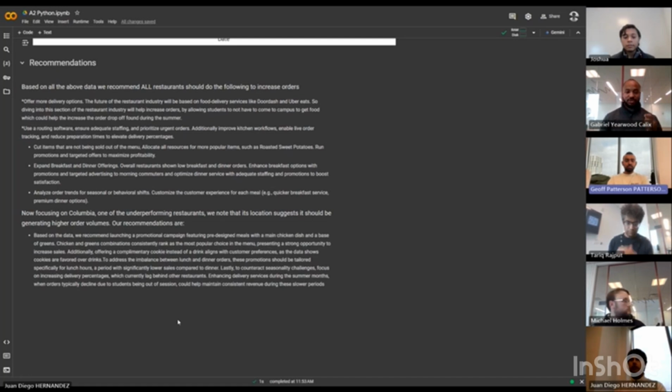Now, if we focus on Colombia, which is the underperforming restaurant, during the summer season where students are most likely out of school, you could enhance a promotion specifically at lunchtime for a chicken based meal with greens. And you can just accompany it with a cookie so that it is more attractive for all of the customers.